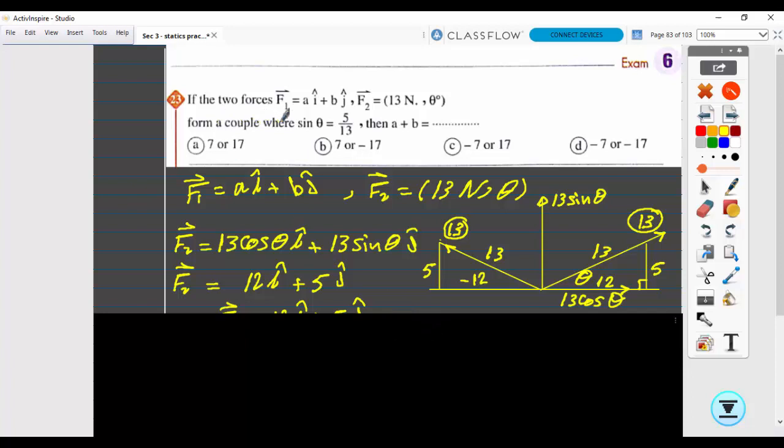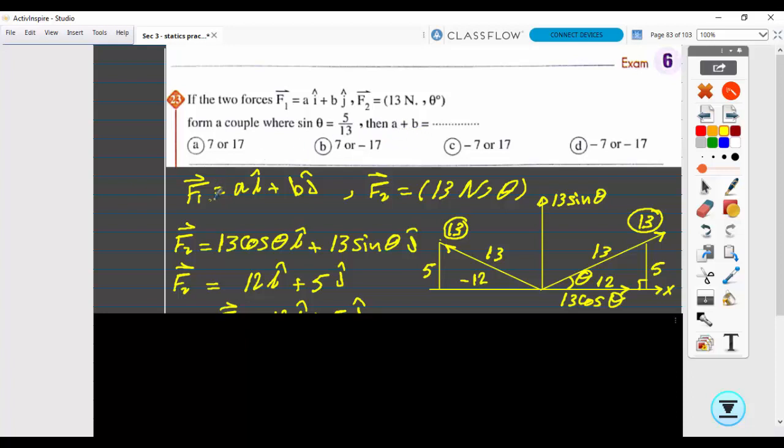Next question, question number 23. If the two forces F1 equals AI plus BJ and F2 equals 13N and theta. Here is F2 in the polar form. Okay, 13 is the magnitude of the force F2, and theta is the inclination angle to the positive direction of the x-axis here. And this is the angle theta. These two forces F1 and F2 form a couple where sine theta equals 5/13. Then the required here is to find A plus B, the sum of A plus B.